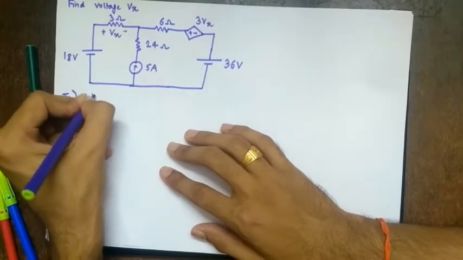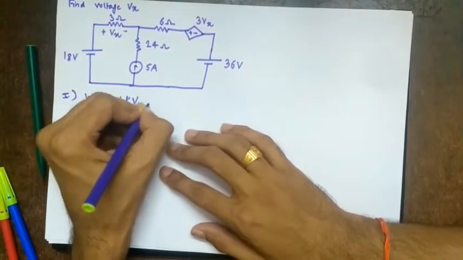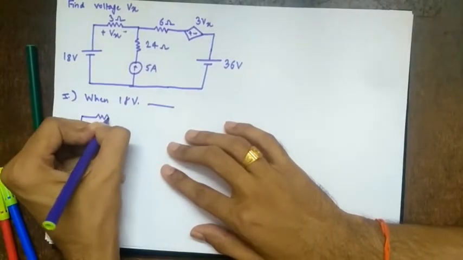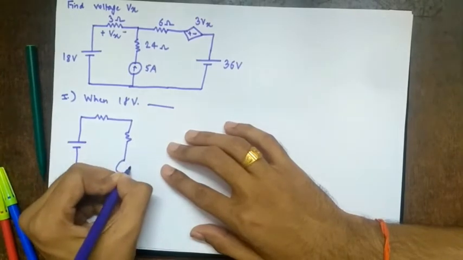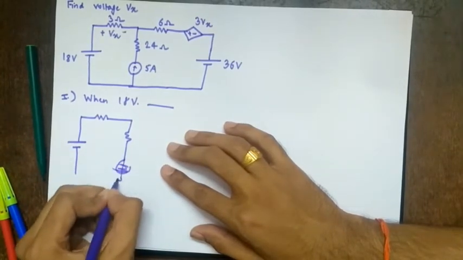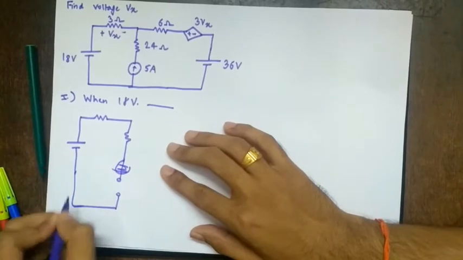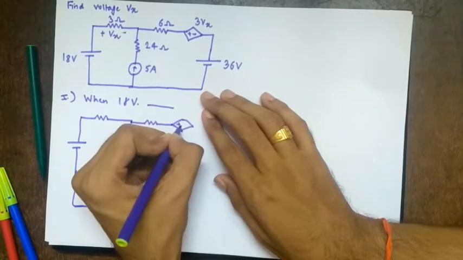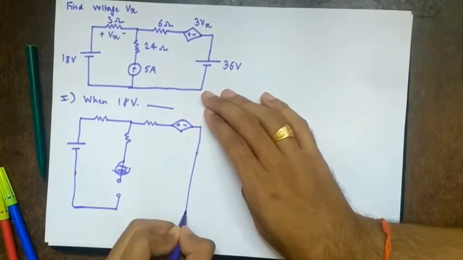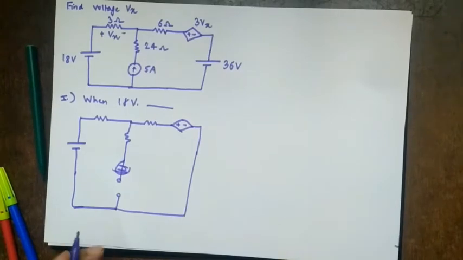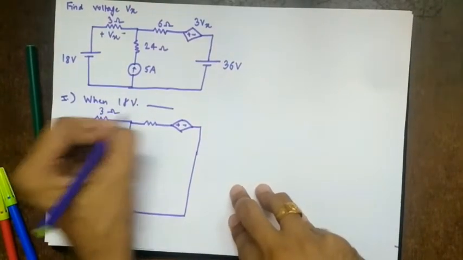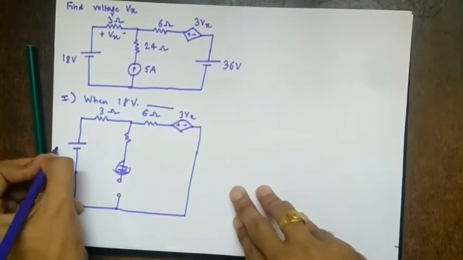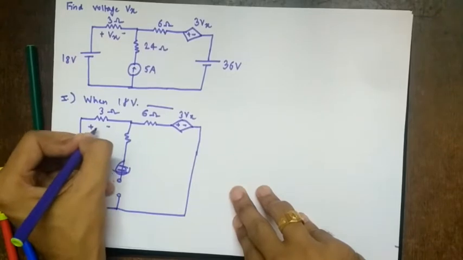So first step, let's say when 18 volt source acts. So when 18 volt source acts, what will it be? It will look somewhat like this. Sorry, this will be what? Open. This is open. And as I said, voltage source and current source, if they are dependent, they are kept as it is. So this will be shorted. So you get a single loop in fact, right? So what is this? 3 ohms, 6 ohms, 3 Vx, which is 18 volts, and this is plus minus Vx.